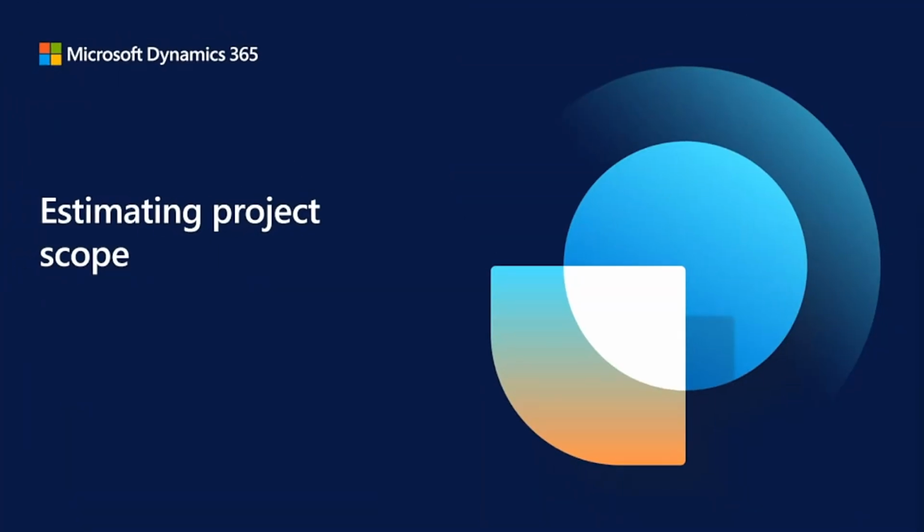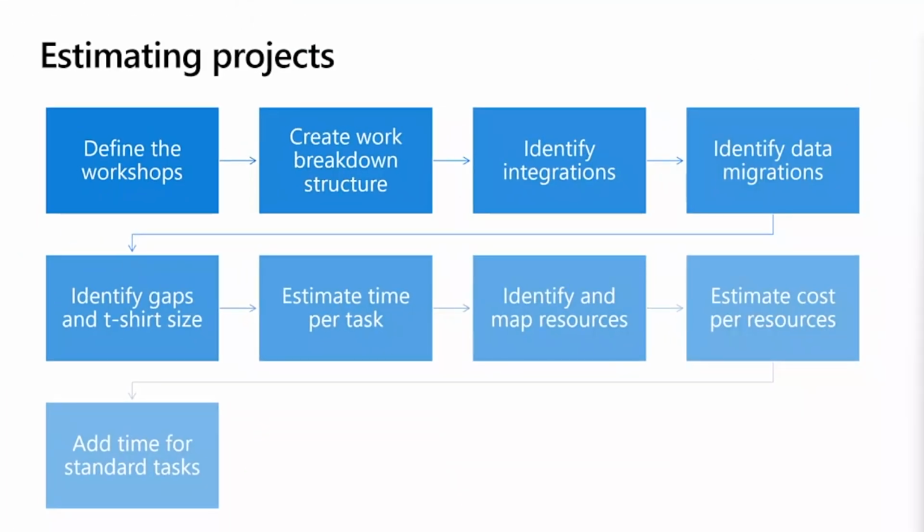So let's talk a little bit more about how to estimate your project scope. We recommend that you start off the process of estimating your project with a very high level set of steps. First is defining the workshops. We'll talk a little bit more about this on our next slide, but here we recommend that you start with a minimum of workshops that are at the L2 level for your project.